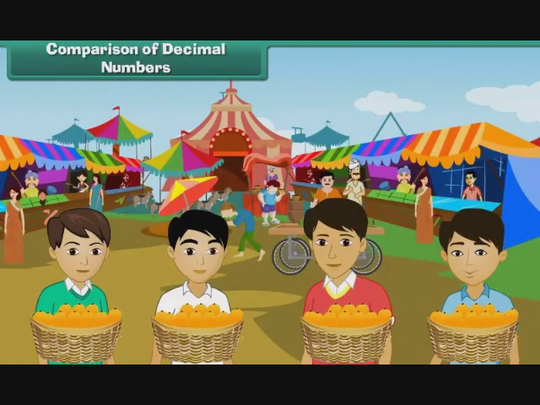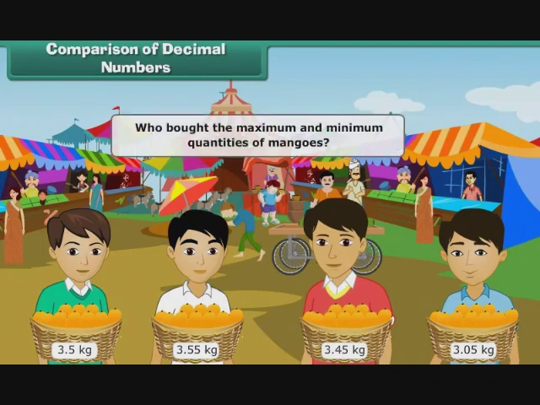Nishant, Mukul, Piyush and Parikshit bought 3.5, 3.55, 3.45 and 3.05 kgs of mangoes respectively. Who bought the maximum and minimum quantities of mangoes?